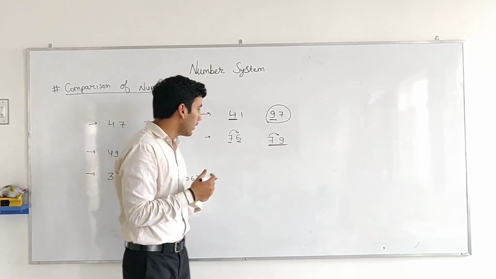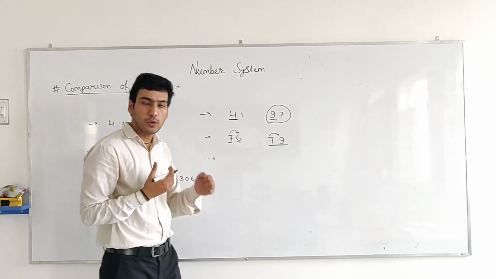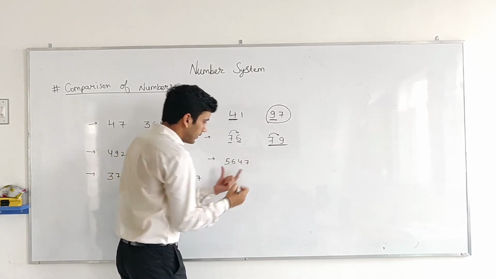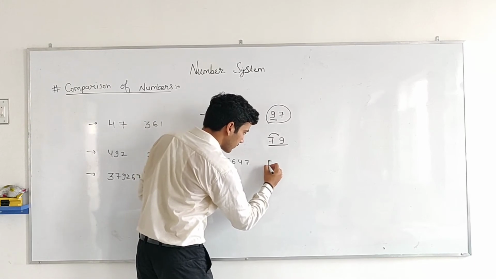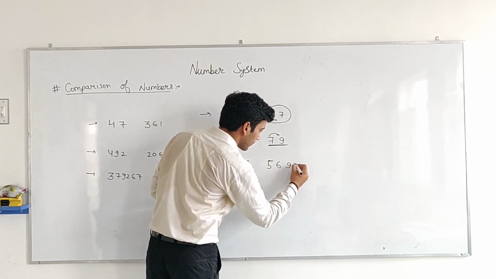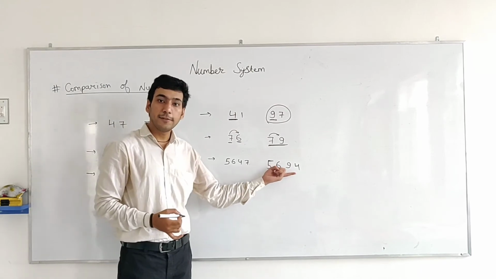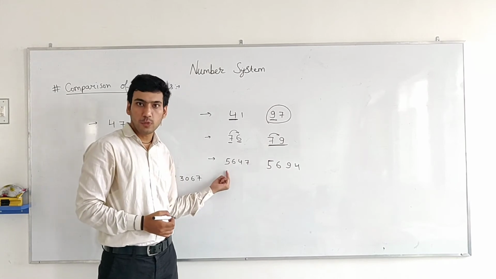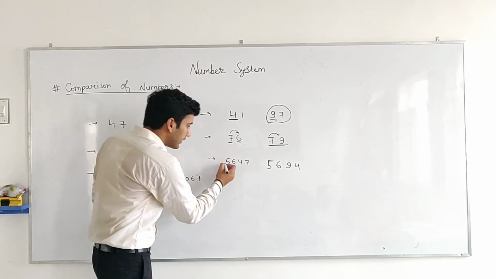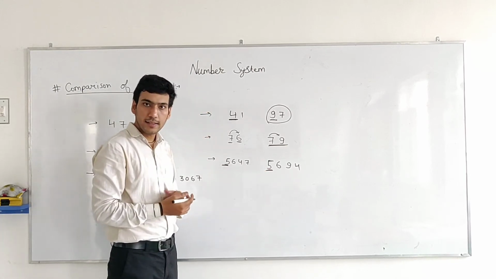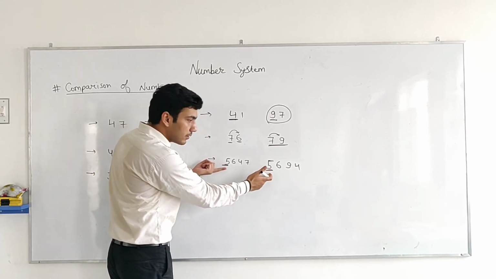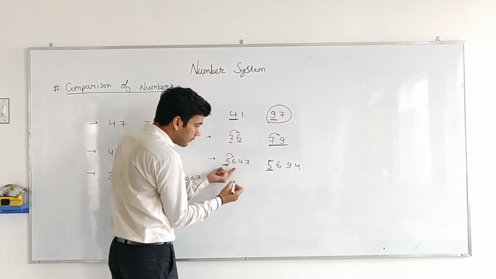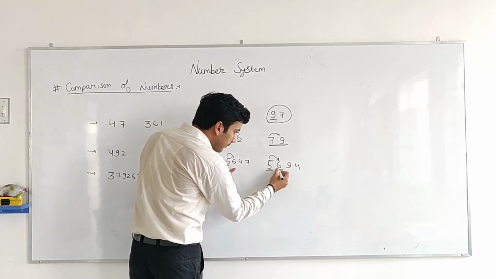Okay students? Now understand this by taking 4-digit or 5-digit numbers. This is a 4-digit number. This is also a 4-digit number. If you want to compare these two numbers, what you have to do? You have to go to the leftmost side and start from there. As you can see, 5 is there on both the numbers. So you have to go to the next number. Now the next number is 6. In this number also the next number is 6.